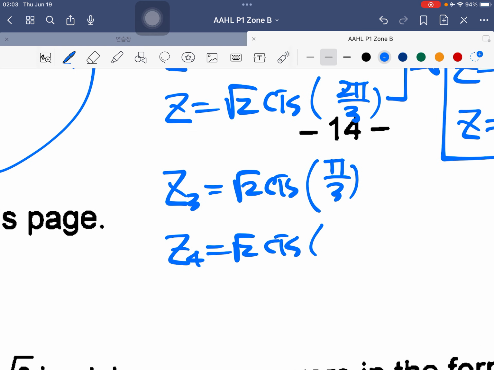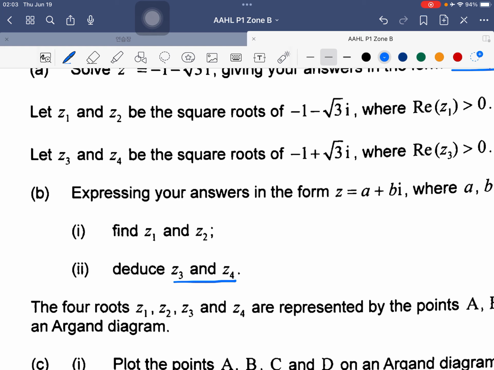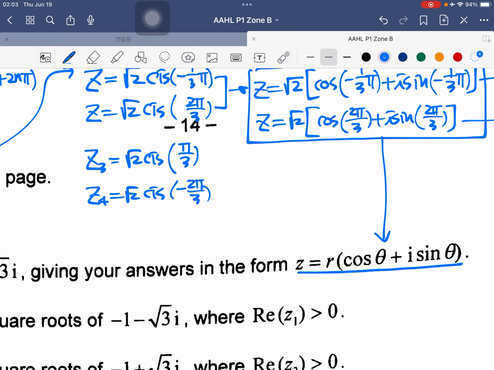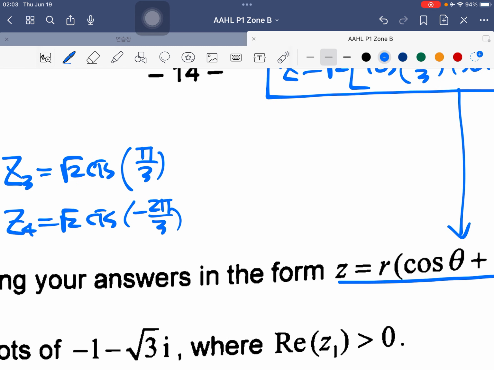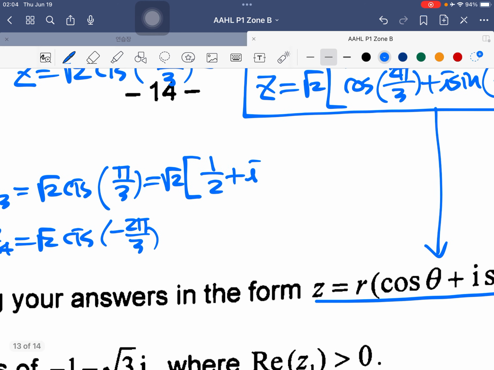So minus 2 pi over 3. And then they want us to write z3 and z4 in Cartesian form. Z3 should be square root of 2 cosine pi over 3, which is 1 over 2, plus i sine pi over 3, which is square root of 3 over 2.